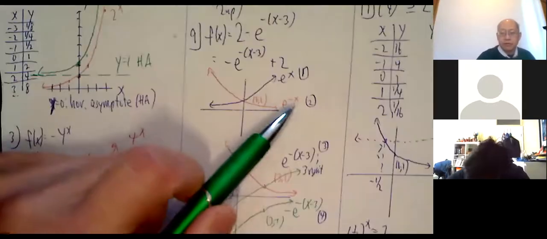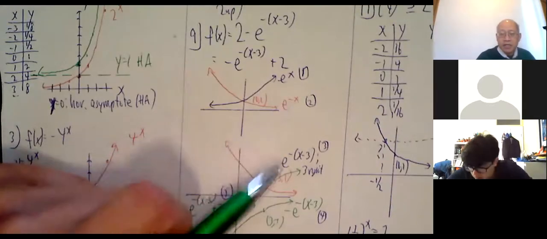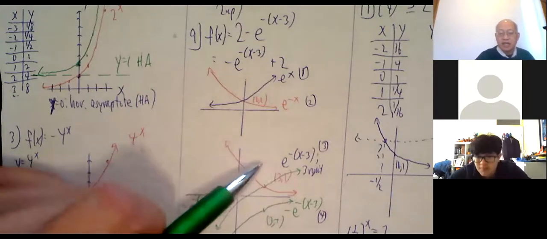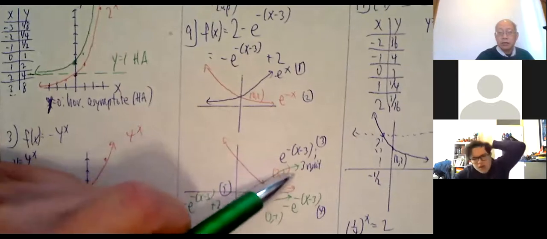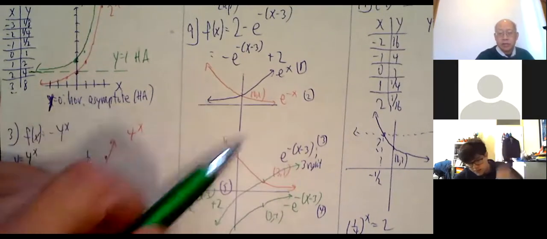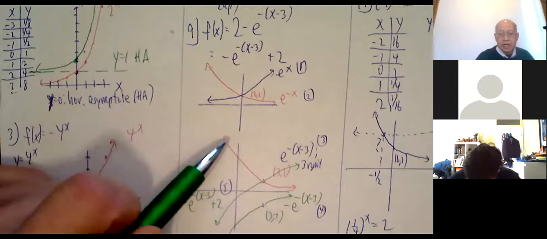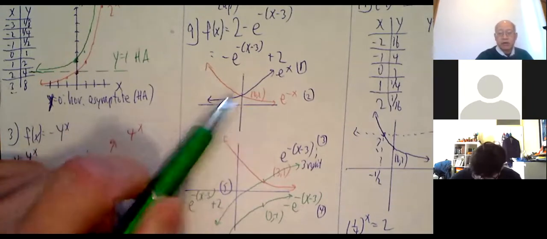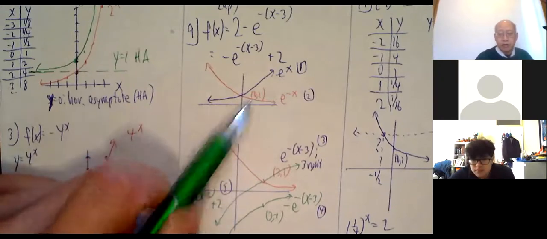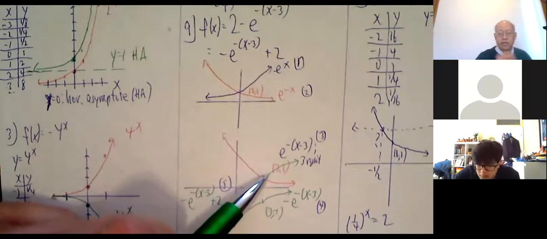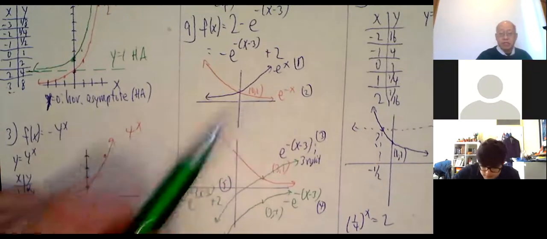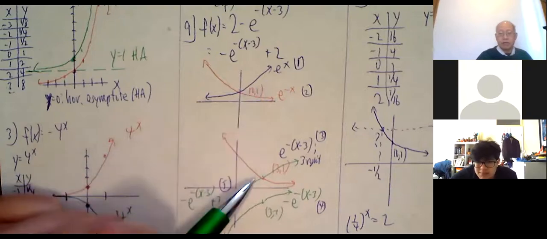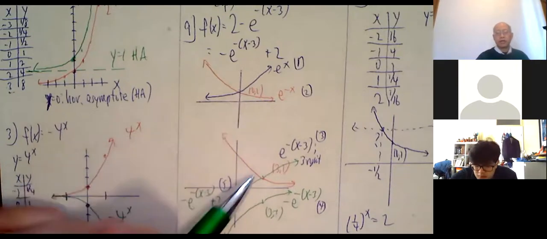Okay, now what did I do from 2 to 3? e to the negative parentheses x minus 3, right? So that's going to take the graph 3 units to the right. If you take this red and this red, imagine taking this red graph and moving it 3 to the right. All I did was move 0, 1 to 3, 1. So the red matches the red, except that this got shoved over to the right by 3 units.